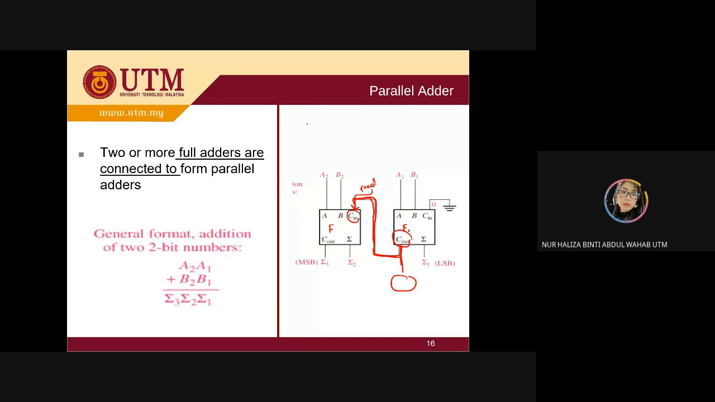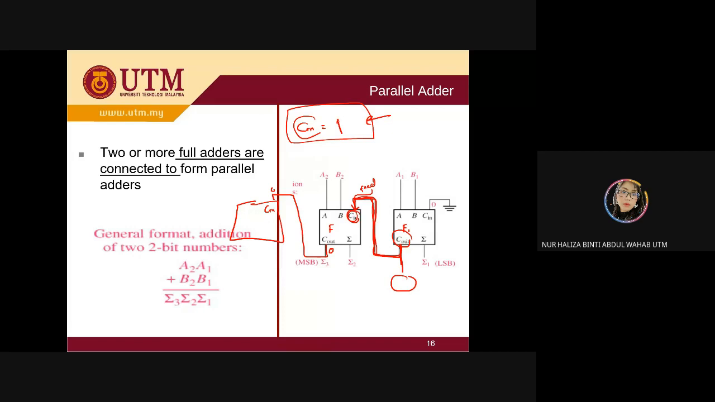It is not the beginning, you will be given the C in, right? It is not that all the C in is 1, but the next C in will get its value from your output. If you have another full adder, your C in value is not from the initial value given in your question, but it will be fed from this one. If this is 0, then here will be 0.